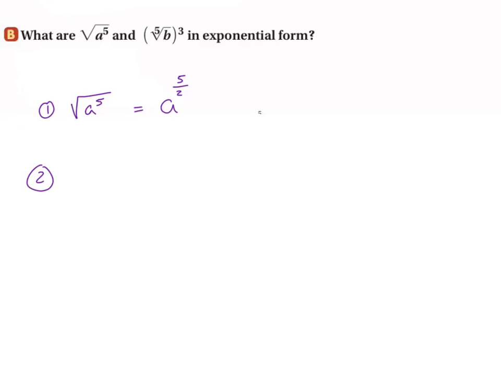Then in question 2, we've got the 5th root of b, all of that to the 3rd power. Well, we know this will be our denominator is 5, so we've got b, we've got a 5 on the bottom, and then it's raised to the 3rd power. So it's b to the 3/5 power. Not too bad.